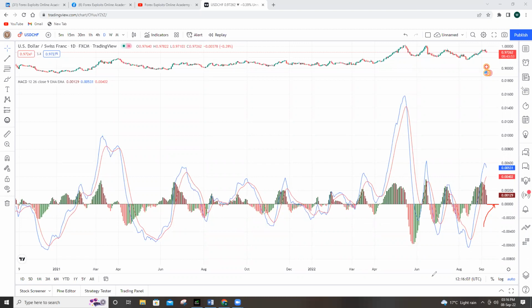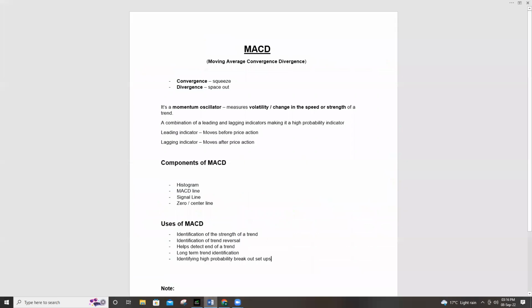Okay, and this will be your point of reference. You want to see how these lines are interacting after they have either crossed above zero or below zero. Now those are the four components of a MACD. So let's move on. Now, how do you use MACD?